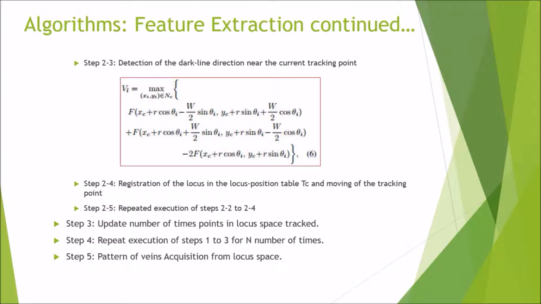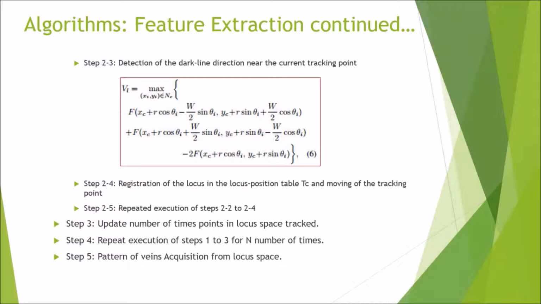Updating the number of times points in the locus space have been tracked. Values of elements in the locus space Tr of x, y are incremented for every x, y belonging to Tc. Steps 1 through 3 are repeated n times. If the number of repetitions n is too small, insufficient feature extraction is performed. If, on the other hand, n is too big, computational costs are needlessly increased. Through an experiment, we determined that an n of 3000 is the lower limit for sufficient feature extraction.